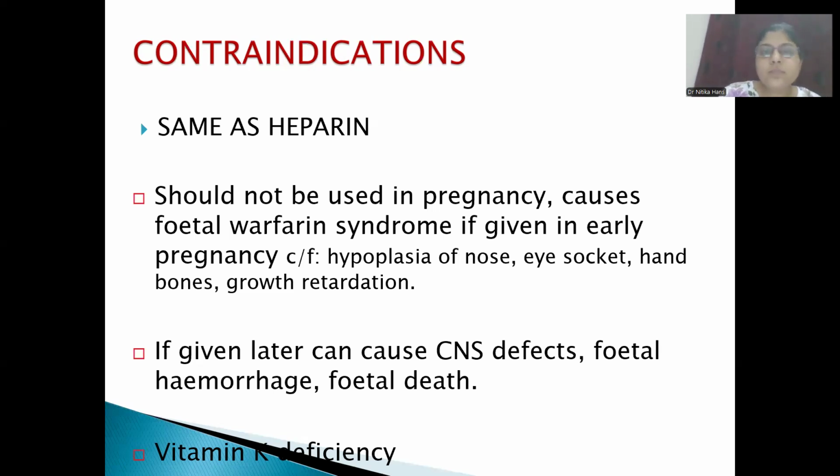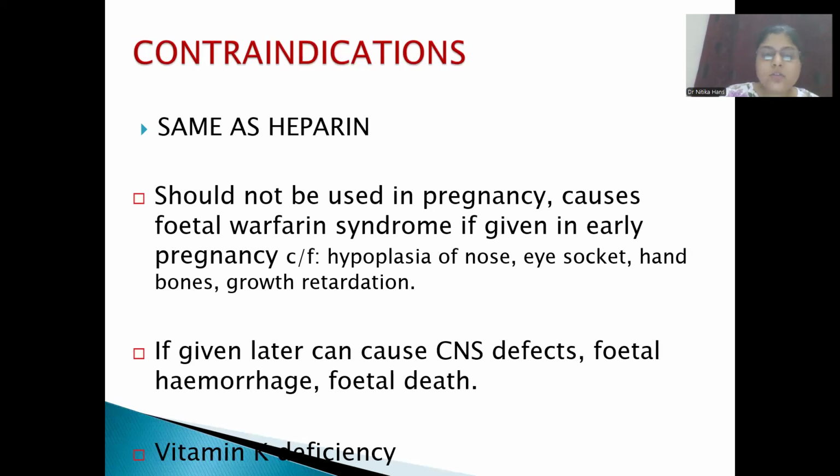It should not be used in pregnancy. Heparin was safe in pregnancy, but warfarin is not safe in pregnancy. It causes fetal warfarin syndrome in early pregnancy, in which there is hypoplasia: the nose will be depressed, or a saddle nose will be there. The eye socket will be hypoplastic. Hand bones will be hypoplastic, or growth retardation can occur. If given later, it can cause CNS defects, fetal hemorrhage, or fetal death.